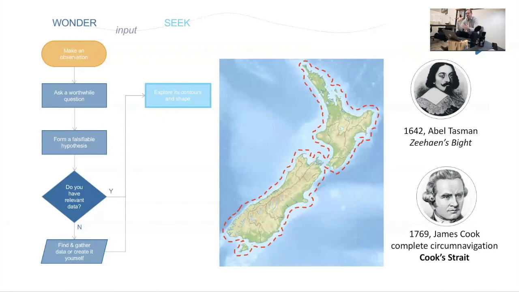And so this idea of being very thorough about looking at the contours of your data, to me, is a lesson I draw from this example, because that area between the islands is no longer called Zeehaen's Bight, as Tasman called it. His ship was called the Zeehaen. That was the name of the ship that he was sailing. It's called Cook Strait for James Cook. So, this idea of being very thorough and purposeful about going around the contours of your data.